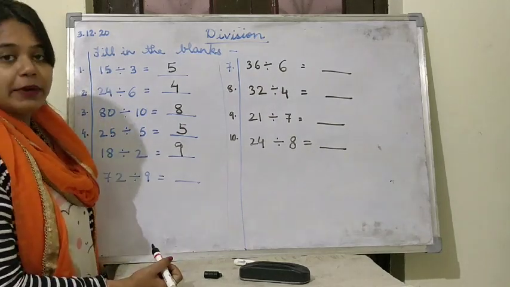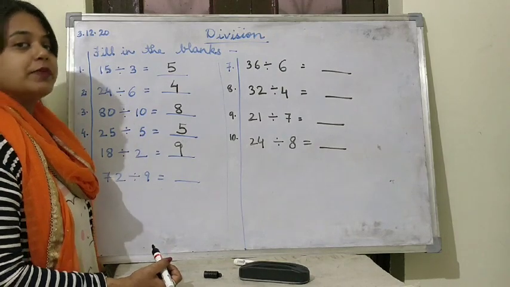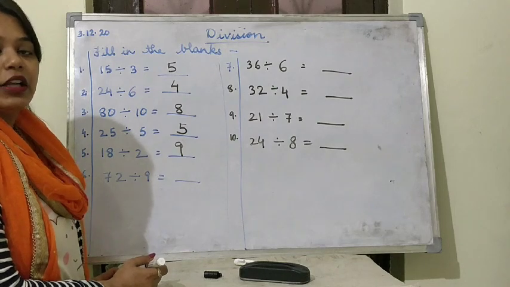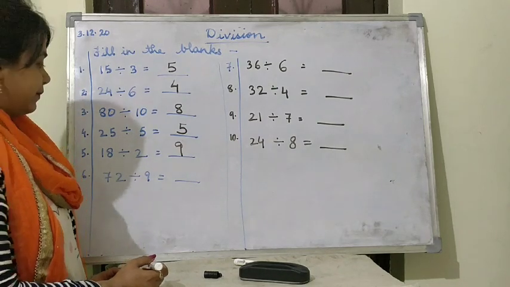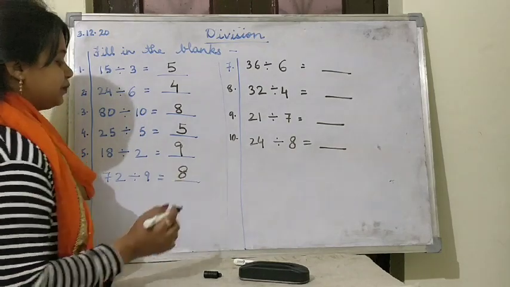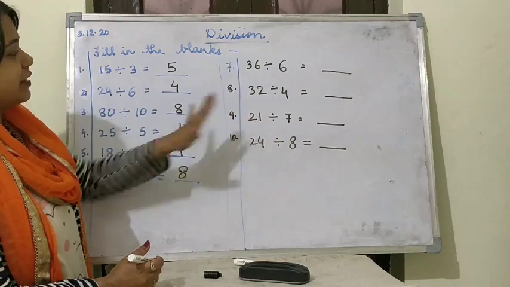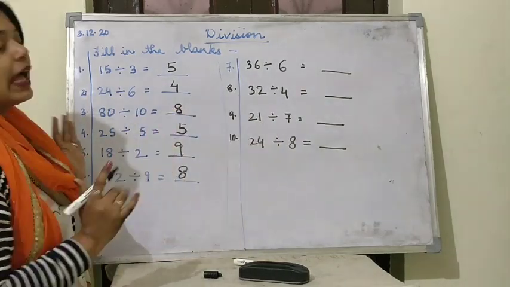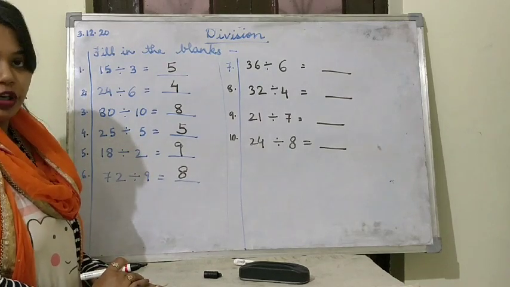72 divided by 9. What is the answer, boys? Does 72 come in the table of 9? Yes. How many times? Yes, boys. 9 8s are 72? Yes. Just write it down. Correct? Okay. So like this, you have to do these remaining 4 questions on your own and copy this exercise as it is in your notebook. Right, boys?